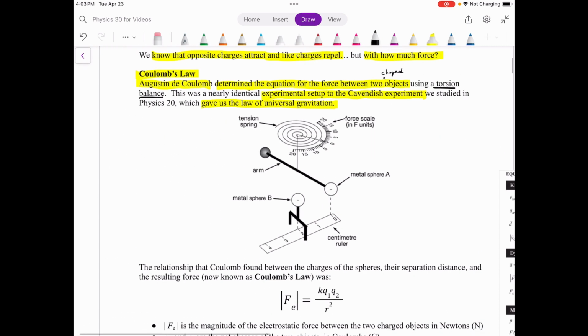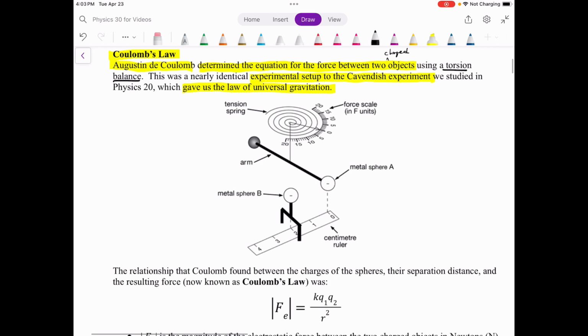Okay, so I'm still talking about Cavendish and gravity, but I wanted to remind you of that because now you'll be able to see how similar Coulomb's experiment is to determine the relationship between the electric force and charge, right? So Cavendish was looking at the relationship between the gravitational force and mass and the distance between them. Coulomb's looking at the relationship between the electric force and charge, and also the distance between them.